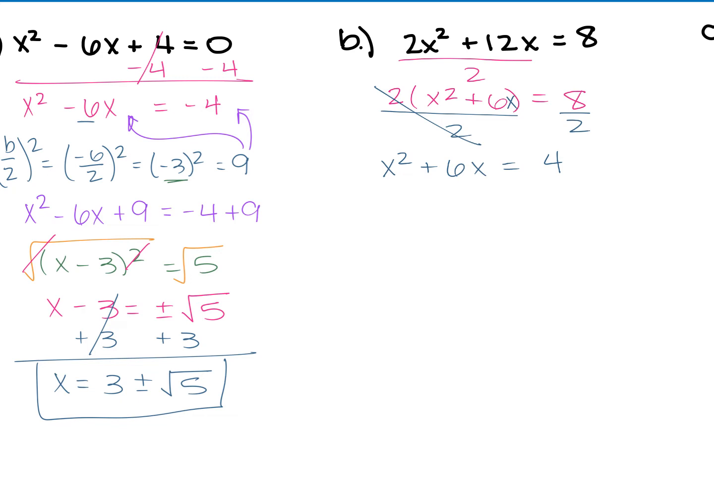So from here, find your b over 2 squared. B is that 6. So that 6 you'll plug in to give you 6 over 2 squared, which is positive 3 squared, which is 9.